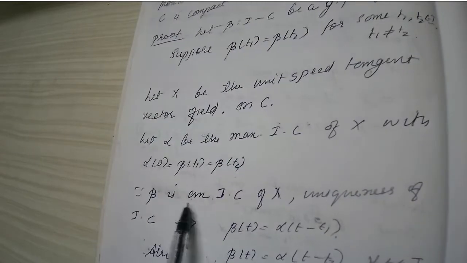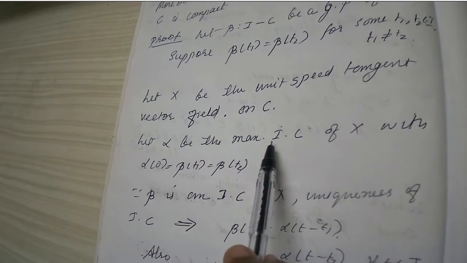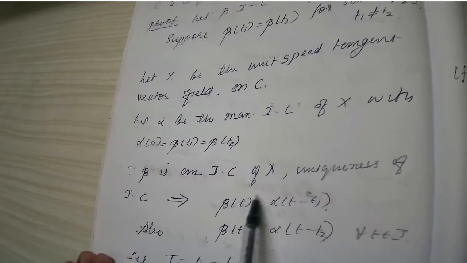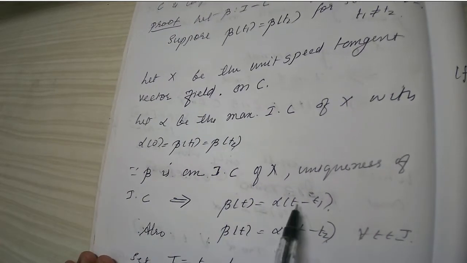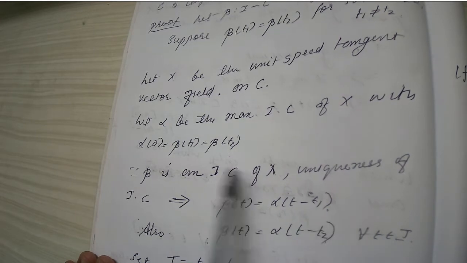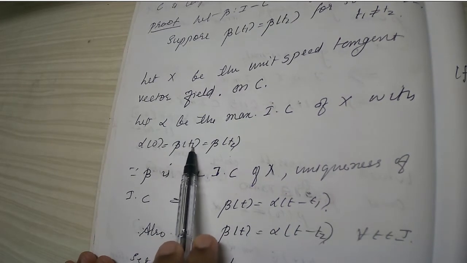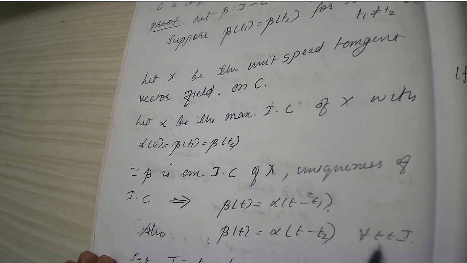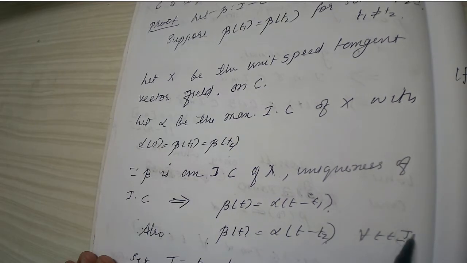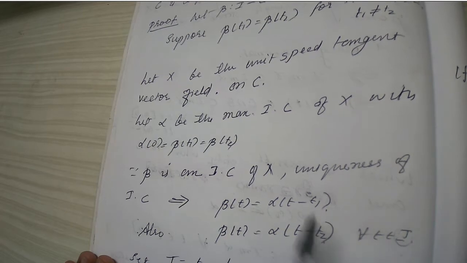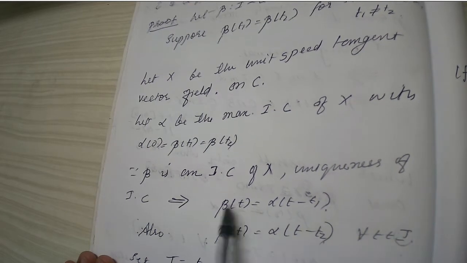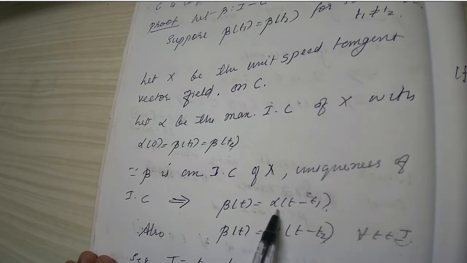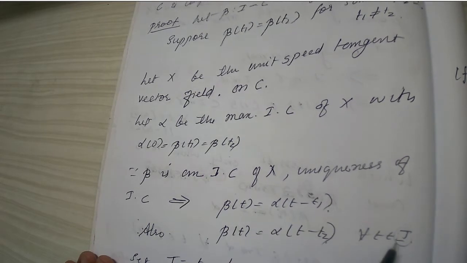Since beta is an integral curve, we know from the uniqueness and existence theorem that we have uniqueness. So you can say that beta of T will be equal to alpha of T minus T1. From here only we are taking, if T equals T1, what will happen? Alpha of T1 minus T1 is alpha of 0, so you will get this, right? These T's are coming from I, the domain of beta. So for all T in the domain of beta this must be true, because it is unique and beta is a part of the maximal integral curve, so this must be true for all T in I.